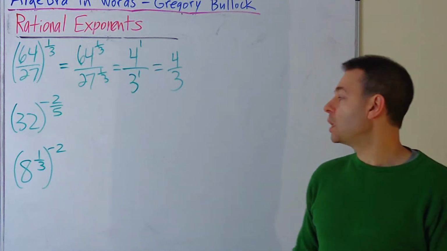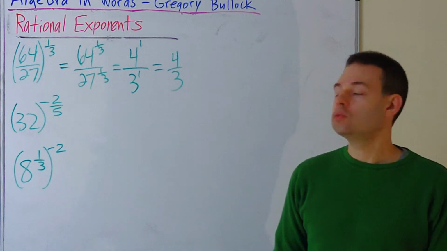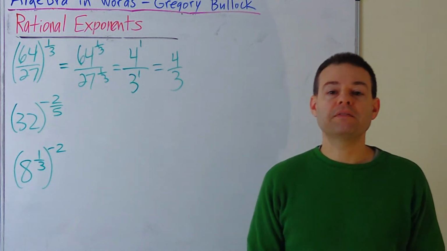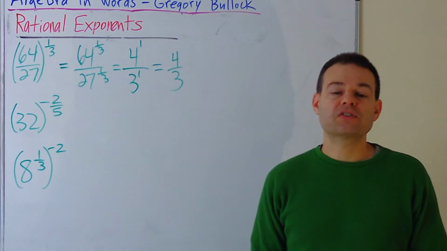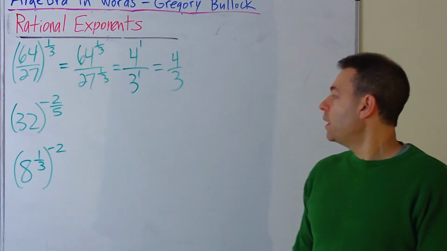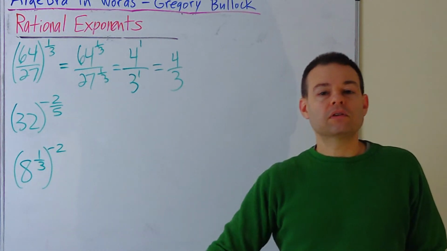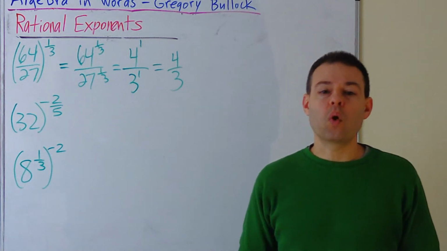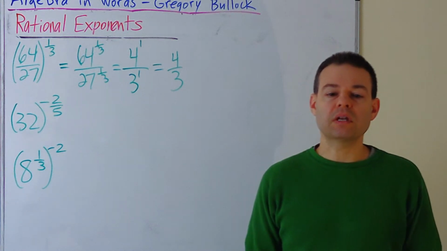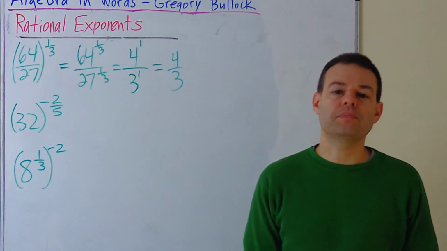Let's look at the next one. We have 32 raised to the negative 2/5 power. Now, notice that we have a negative in the rational exponent in this case. And there's a number of ways that you can deal with them, and there's no right or wrong way in terms of when to apply it. There's a number of ways that you can apply it as long as you do it properly.